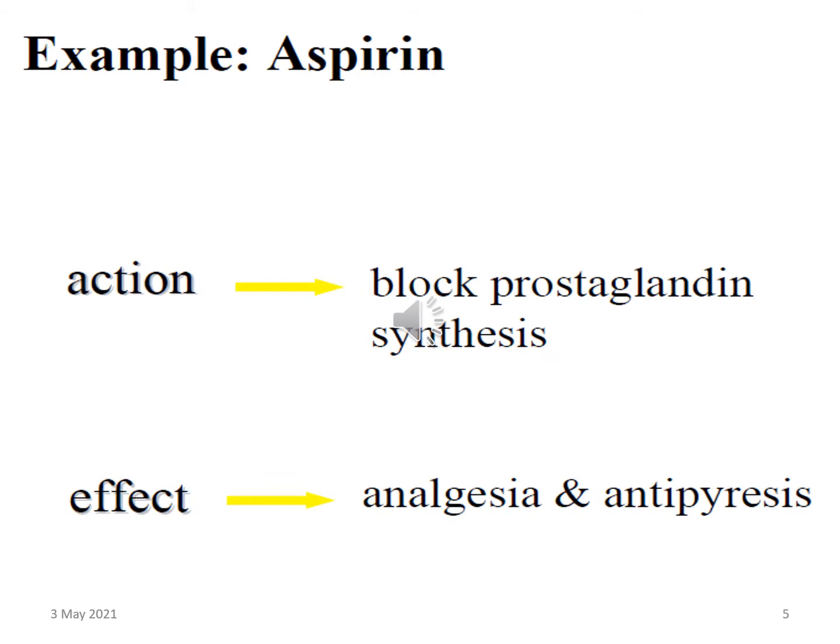Well, the major example here is aspirin: the action is blocking prostaglandin synthesis, while its effect is analgesia and antipyresis. That means when I ask you in the exam to give the action of aspirin, you have to say that it blocks prostaglandin synthesis, the mechanism of action. While when I tell you to give the pharmacological effect of aspirin, at that time you will say it's analgesia and antipyresis.